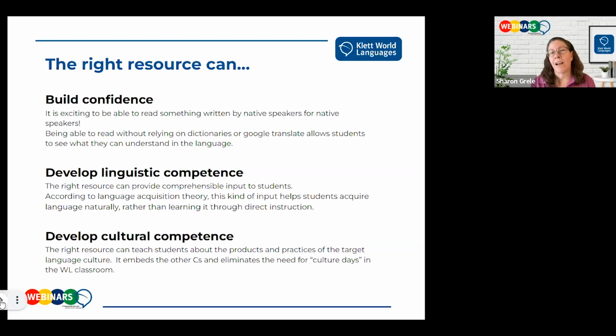So that comprehensible input that's coming from those authentic resources is really, really important. And finally, we want to make sure that we are showcasing the products and practices of the languages that we teach and developing that cultural competence.